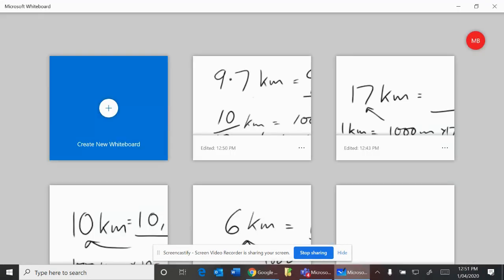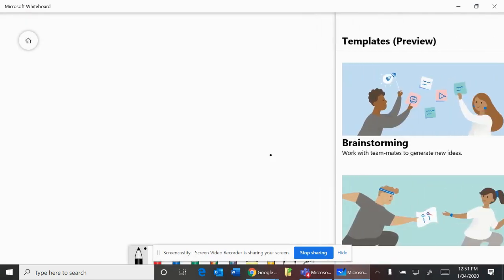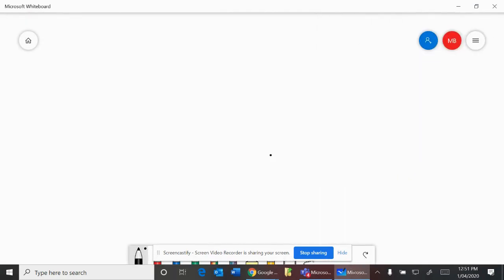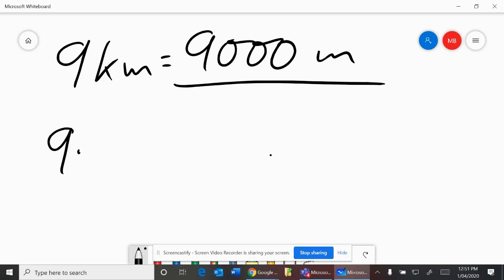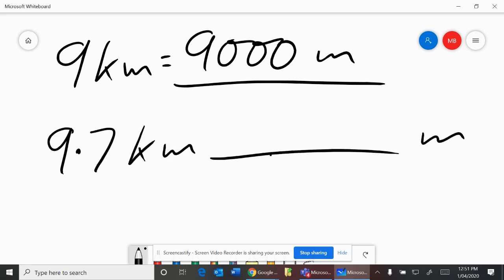Okay. Now I think you've got some basics. I think you get that something like 9 kilometres equals 9,000 metres. I think you've got that. I really do. But it's going to get a bit more challenging. What about when you get a question like 9.7 kilometres equals how many metres? Let me just tell you the answer.